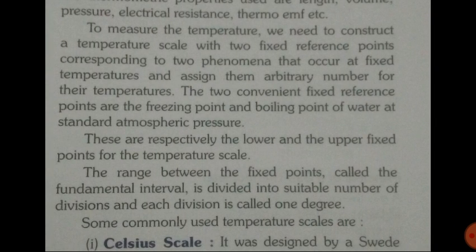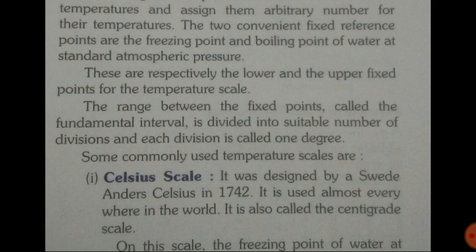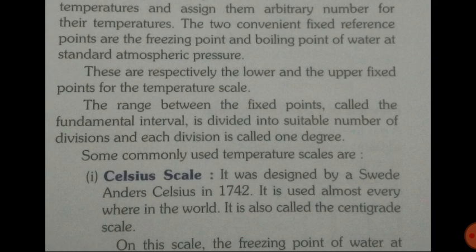To measure the temperature we need to construct a temperature scale with two fixed reference points. One will be the initial point, the second will be the end point. The two convenient fixed reference points are the freezing point and boiling point of water at standard atmospheric pressure. So in any thermometer, how do we decide the two points?